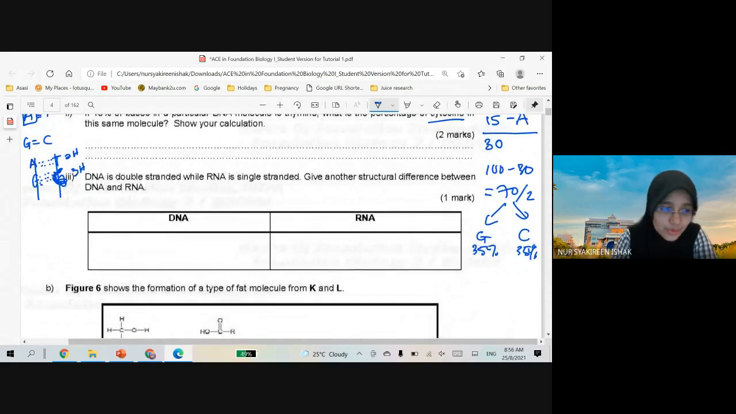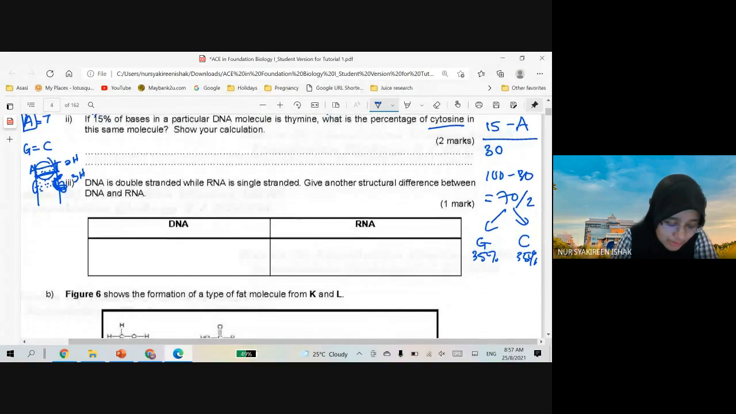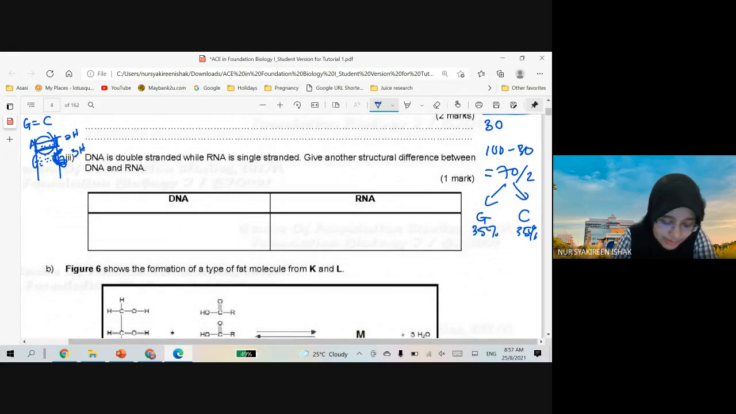Kalau dalam exam dia suruh lukis hydrogen bond, so remember always draw hydrogen bond using dotted line. If you draw using straight line, so dia dah jadi salah. So sebab tu that will indicate that the bond is a type of covalent bond. Okay. So number 3, DNA is double stranded while RNA is single stranded.